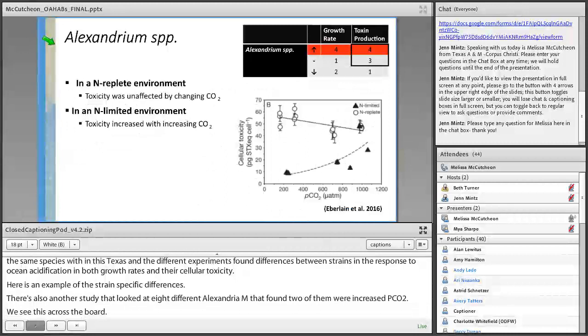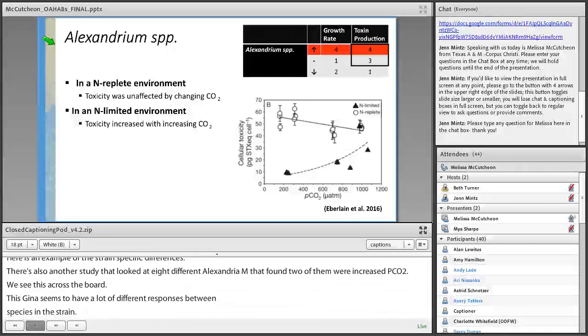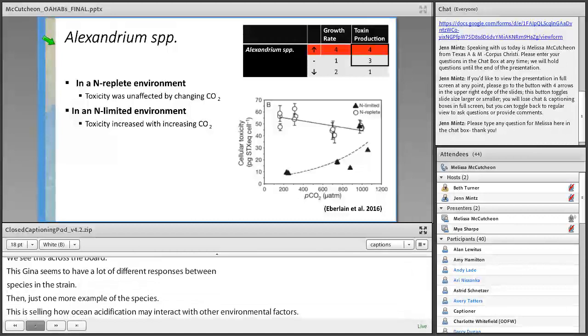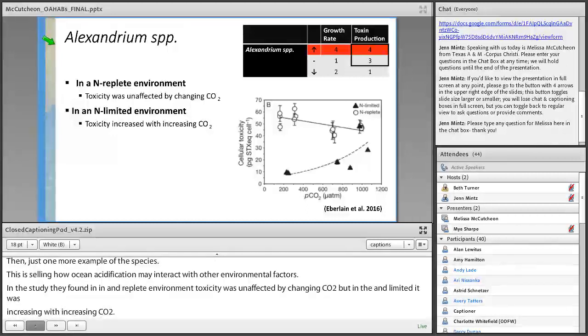And then just one more example for this species. This is showing how ocean acidification may interact with other environmental factors. So in this study, they found that in an N-replete environment, the toxicity was unaffected by changing CO2, but in an N-limited environment, the toxicity increased with increasing CO2. But we do see that the N-replete environment across the board tended to have higher cellular toxicity.